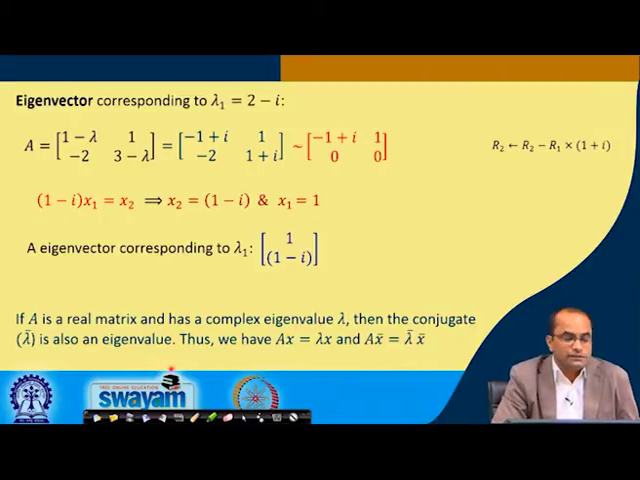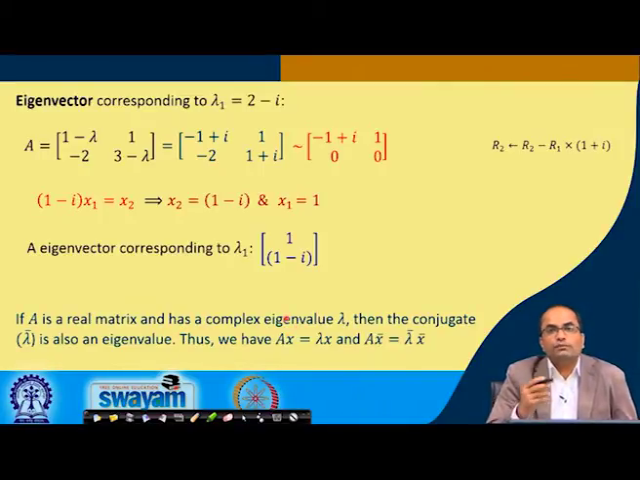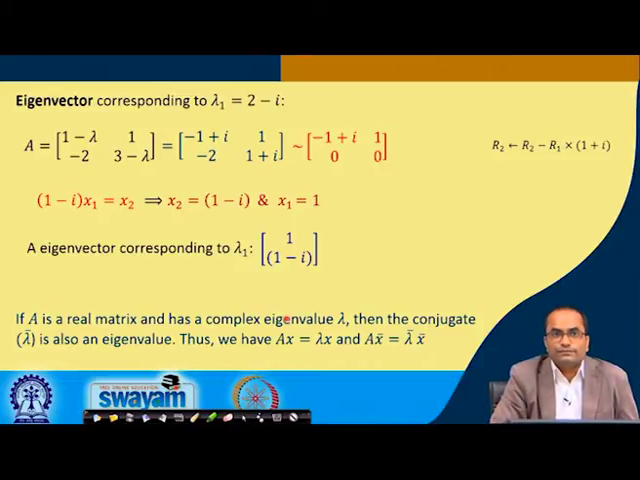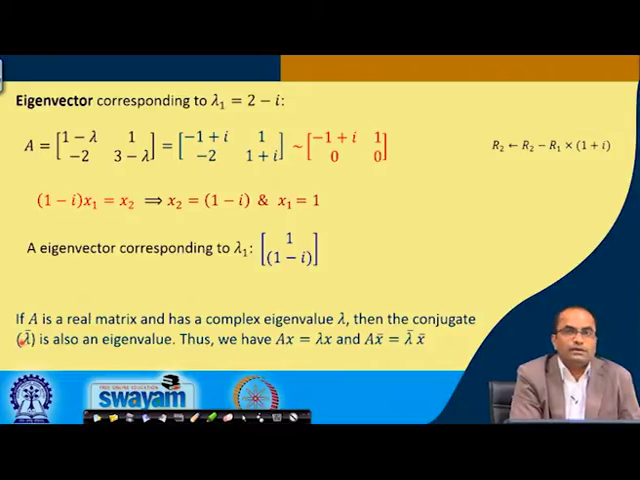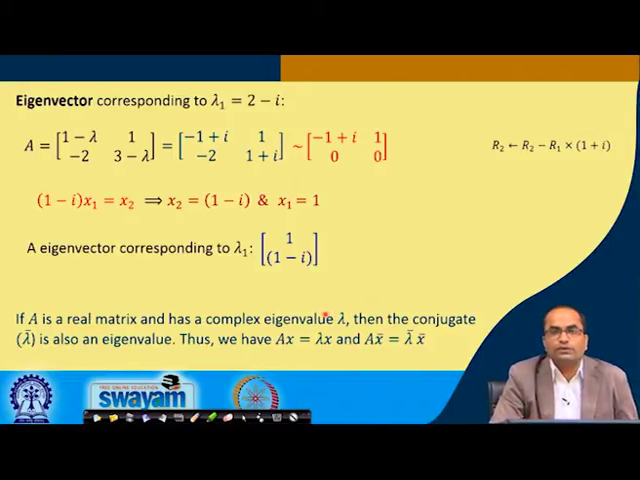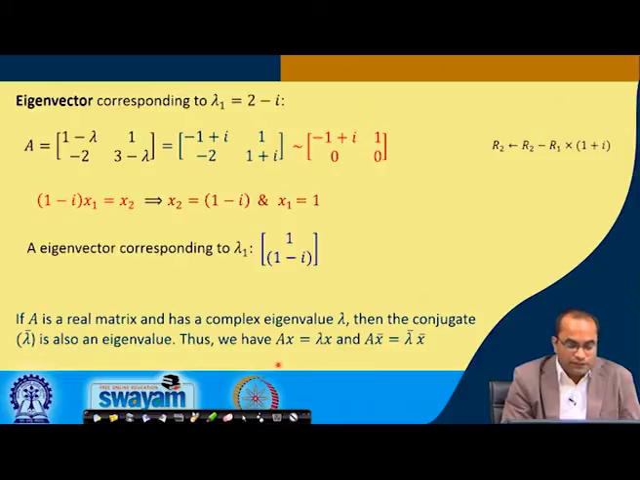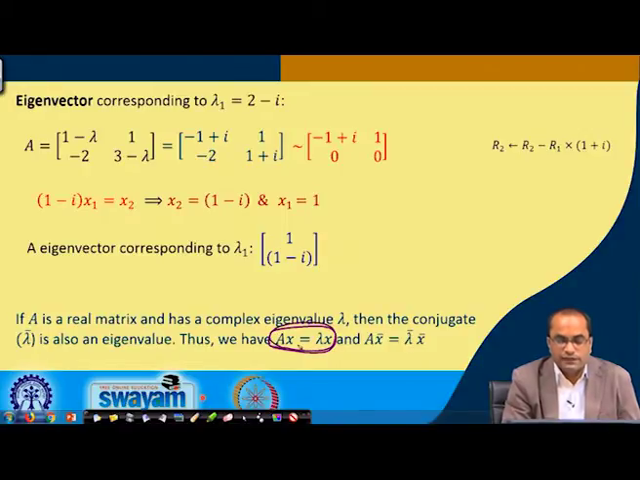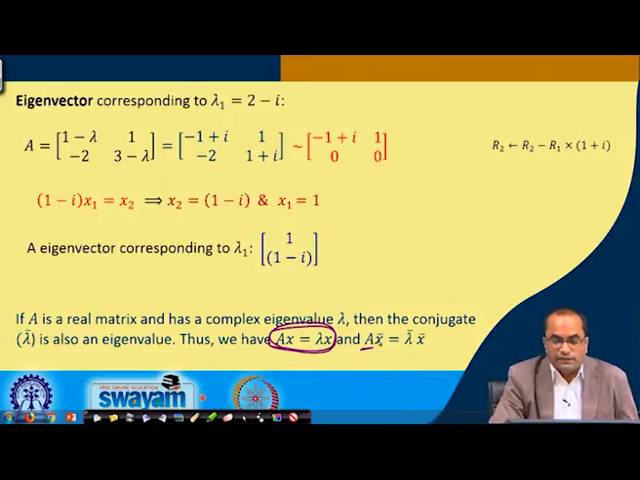In general, when A is a real matrix and has complex eigenvalues, then if lambda is an eigenvalue, the conjugate lambda bar will also be an eigenvalue, and that is natural, which comes from the characteristic equation. So the conjugate will always be there as a root. What is interesting is that from A x equals lambda x, if we take the conjugate on both sides, then because A is a real matrix, A will remain as it is, and on the left we have the conjugate of x, and on the right-hand side the conjugate of lambda and the conjugate of x.